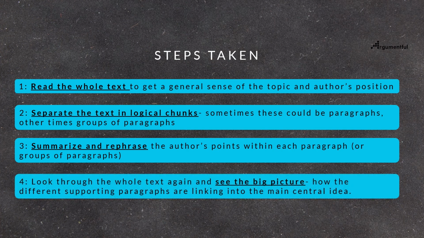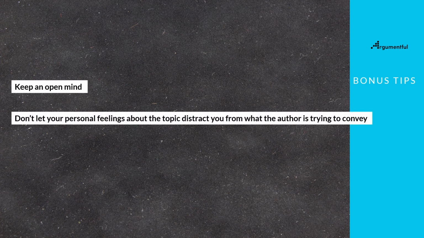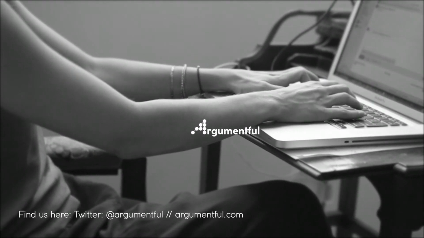4. Look through the whole text again and see the big picture, how the different supporting paragraphs are linking into the main central idea. And 4 bonus tips. Keep an open mind. Don't let your personal feelings about the topic distract you from what the author is trying to convey. Try to suspend all judgment. You will get a chance to analyze whether the argument made for the central idea is valid, but for now, being as open as possible will enable you to grasp faster the points being made.